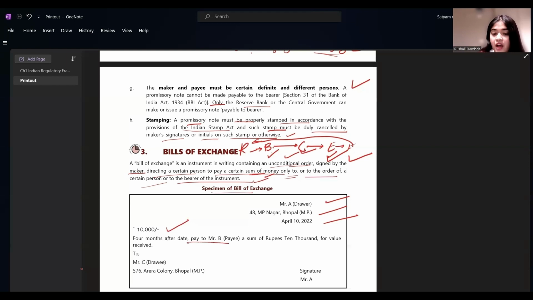Pay to Mr. B a sum of rupees 10,000, for value received, for the value of goods that has been received or services that has been received. A is going to pay the amount to B. Now, to Mr. C, drawee, and the address of Mr. C is given. Signature is important, as I told you, signed by the maker. A is the drawer, so A has to sign the document also. Okay, it is to be paid to B. Now, this amount is going to be paid to B, and this instrument is issued to Mr. C, drawee. So, you see, there are three people involved over here. There are three parties. Let's see who are these parties over here.